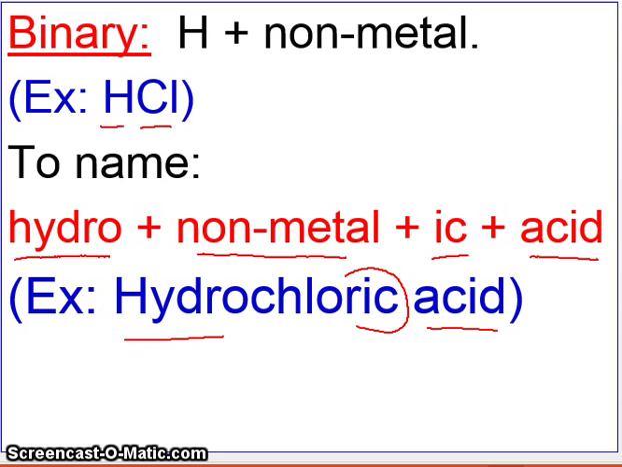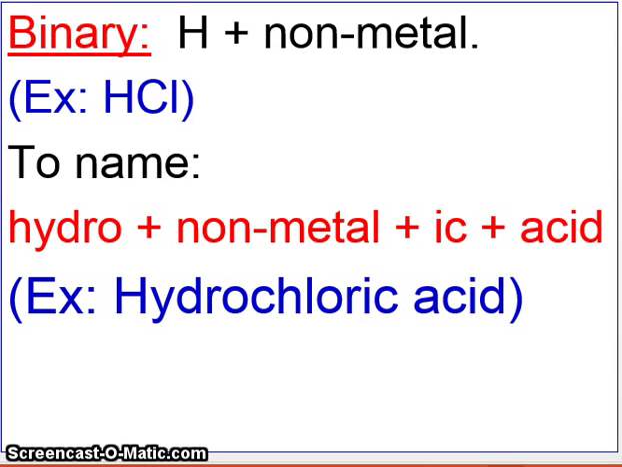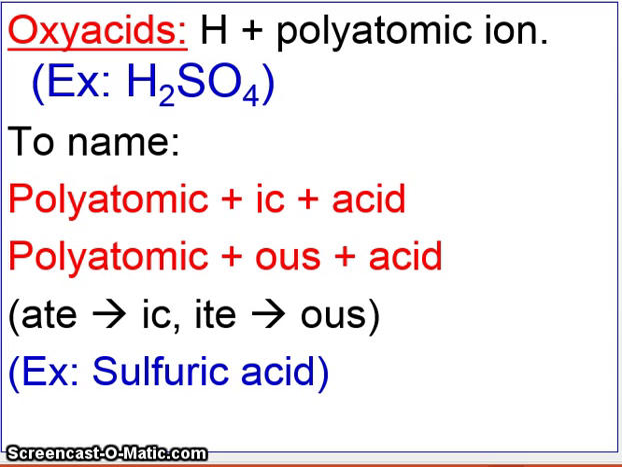The second type of acid then is, we said, the oxy acid, and here are the rules for naming oxy acids.